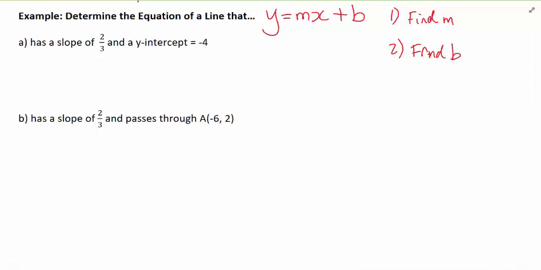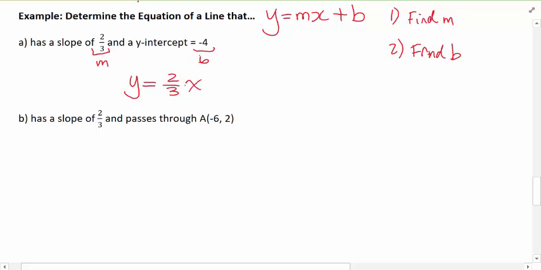Now, for part A, find them. Where are they? It's right here, right? This is M. This is B. So that's all you have to write. Y equals 2 over 3 X. Don't forget the X, okay? Minus 4. And you're done. Easy? And then this line, if I draw it, will have a slope of 2 over 3, and we'll go through negative 4 on the y-intercept. Okay, now let's go to the next one.